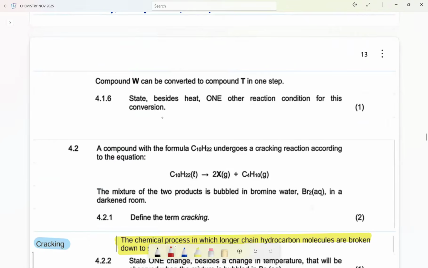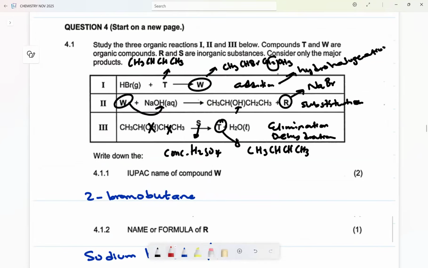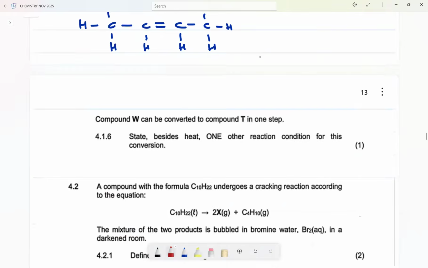Compound W can be converted to P in one step. Compound W, this one, it can be converted to T in one step. So how can I move from haloalkane to alkene? Remember, this is a haloalkane. This is an alkene. How do I move from haloalkane to alkene? For me to move from haloalkane to alkene, I need an elimination reaction that is called dehydrohalogenation. I'm removing the hydrogen as well as halogen.